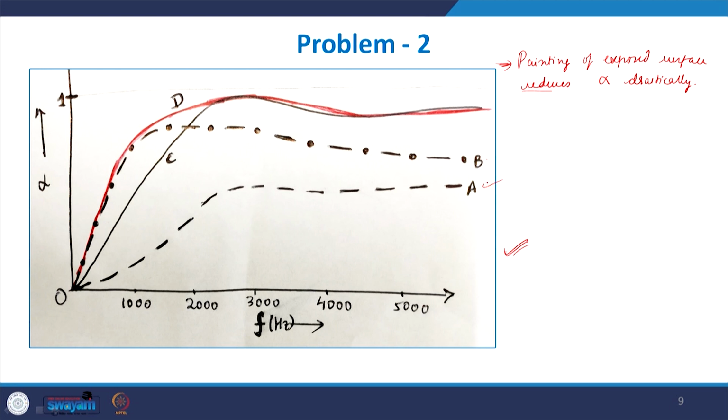Here you see that there is just one graph, A, that has very reduced alpha compared to all the other graphs. There is a very drastic change between A and the rest of the graphs. It is drastically reduced at all frequencies. So A must correspond to condition 4, which is the painted surface. Okay, so A corresponds to this condition, as we have established. The remaining graphs are B, C and D. Now, the effect of the air gap.